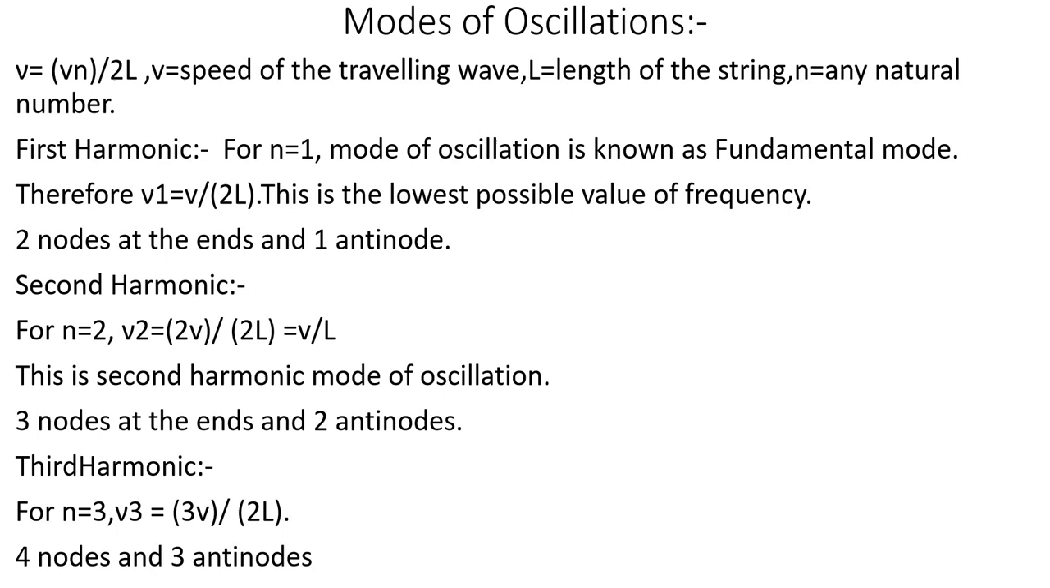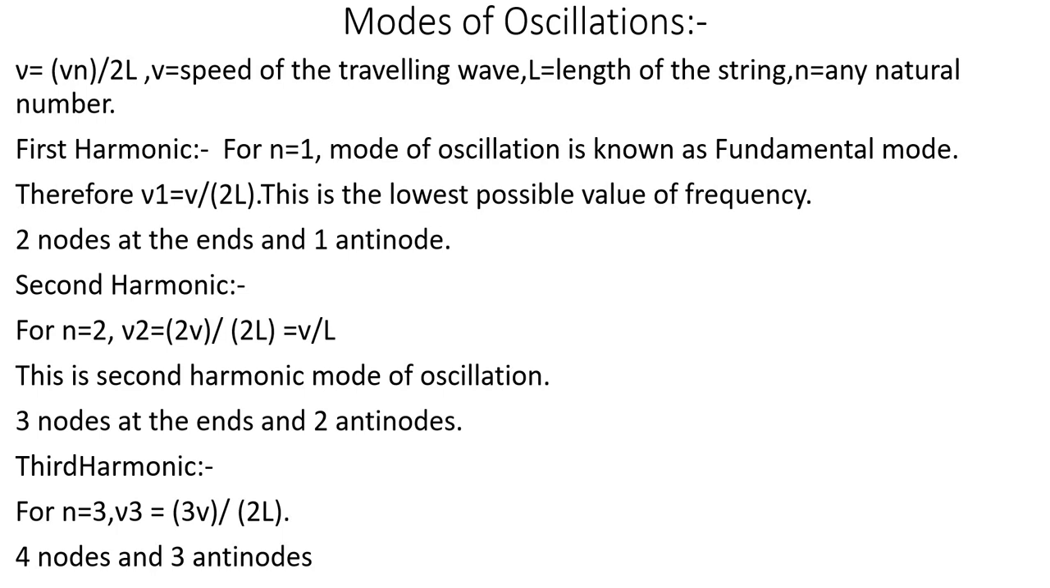So ν2 can be written as 2 into v by 2L, so you will get it as v by L. That is the second harmonic. The fundamental mode is known as the first harmonic, next is the second harmonic, and for the third harmonic n is equal to 3. If you substitute, you will get 3v by 2L. So here you can see that nv by 2L is the expression.